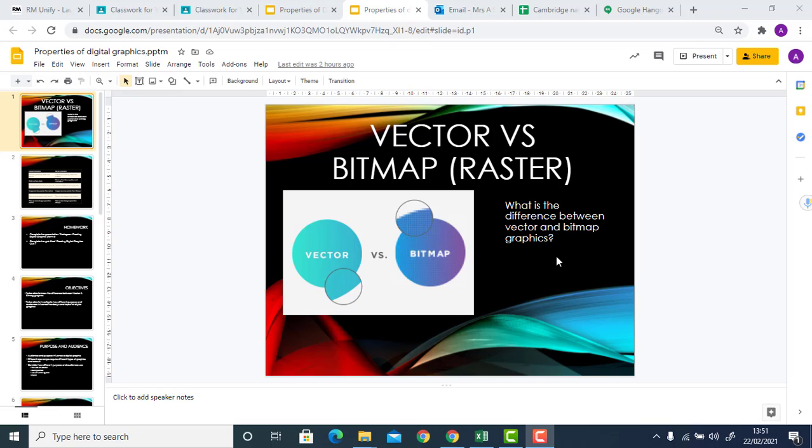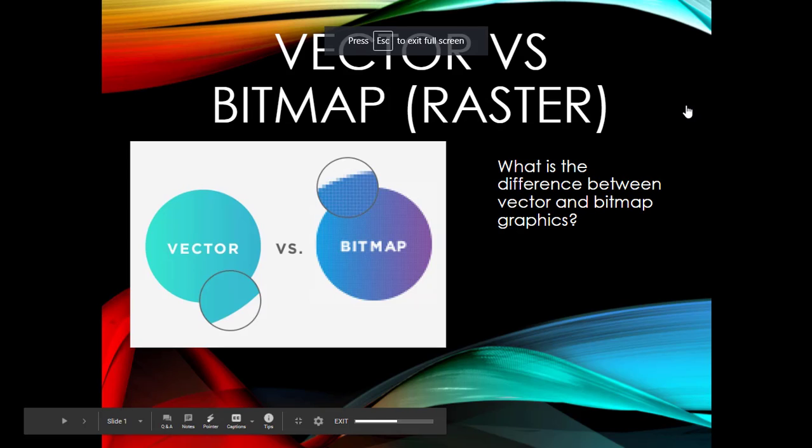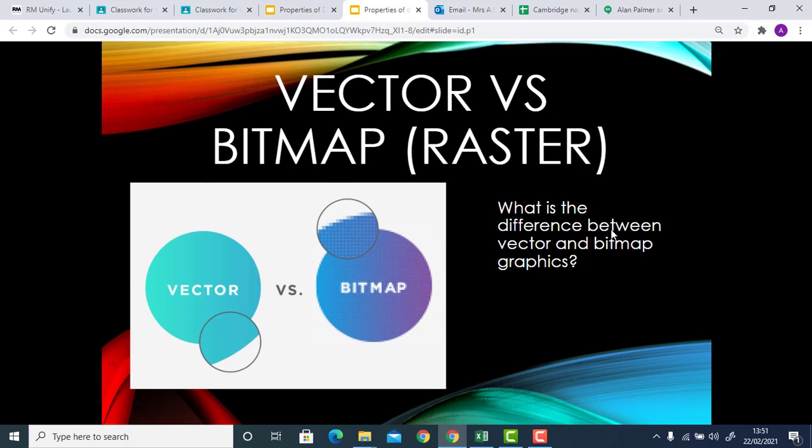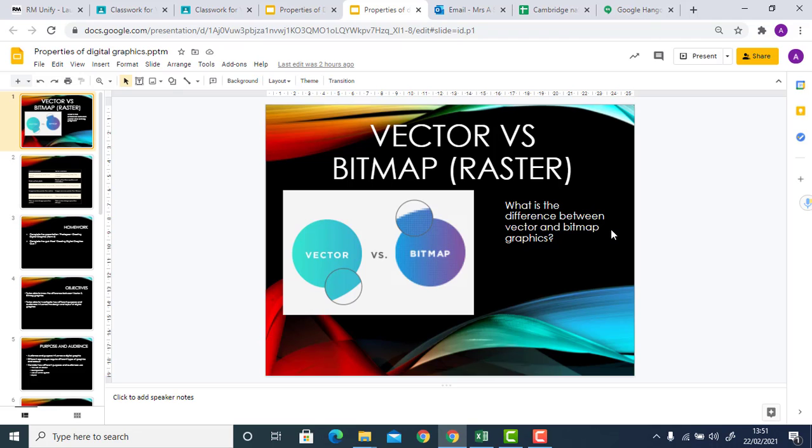In this lesson, we will be looking at the properties of digital graphics. Look at the image on the screen. You see a vector image and a bitmap image. What is the difference between a vector and a bitmap graphic? Write your response in the lesson task sheet.